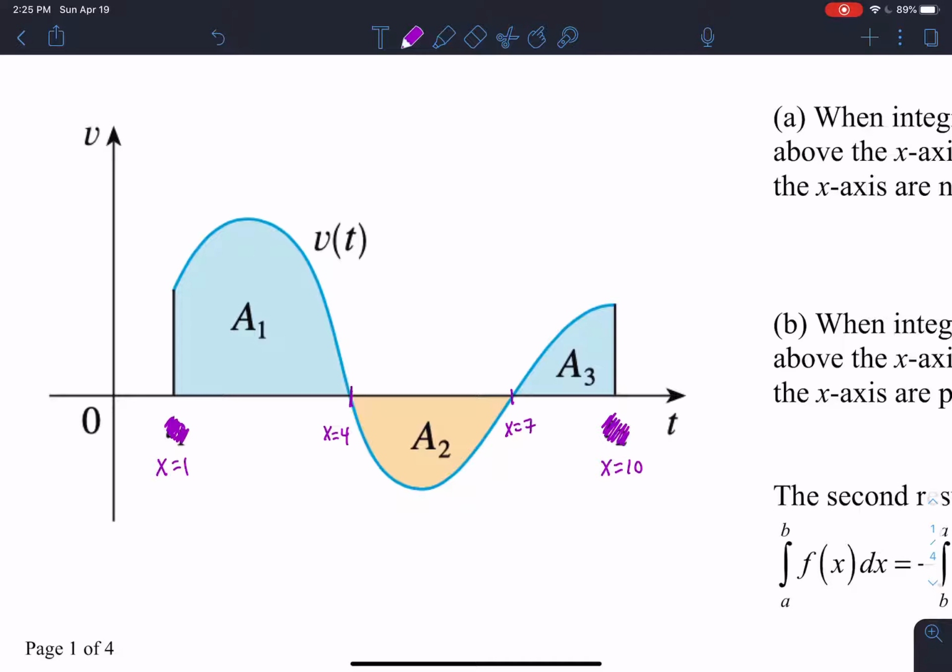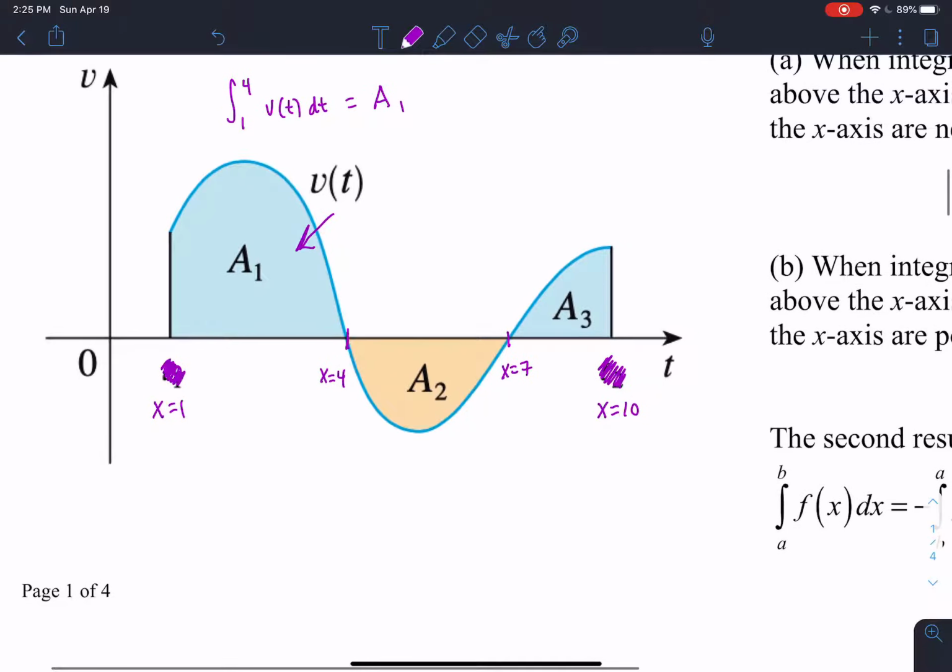So if I asked you, you're doing the area as you go from 1 to 4 of this function, all of this space is above the x-axis. As I'm going from left to right, this space is above the x-axis. My area is going to be positive, and my definite integral is also going to be positive. So this would be positive a sub 1.